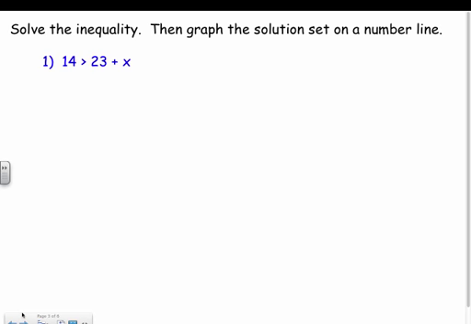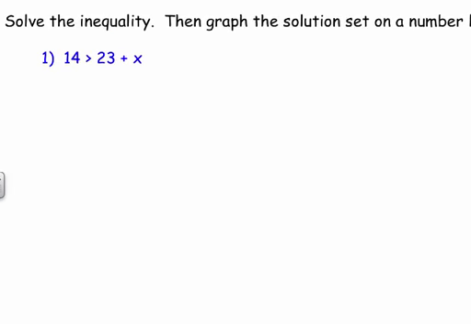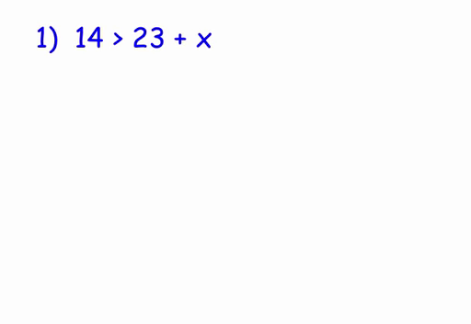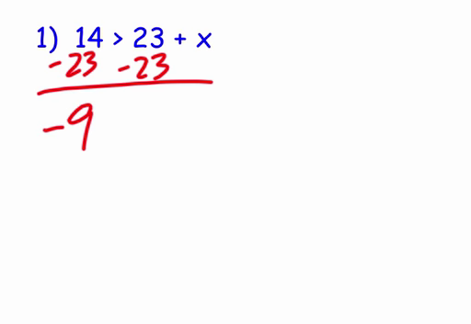Same thing, even if they get flip-flopped and I have my variable on the right side, it still works. So the inverse of a positive 23 is subtracting 23, or a negative 23. Whatever I do to one side, I do to the other. And 14 minus 23 would give me a negative 9, or 14 plus negative 23. Bring my greater than symbol down, and that's gone.